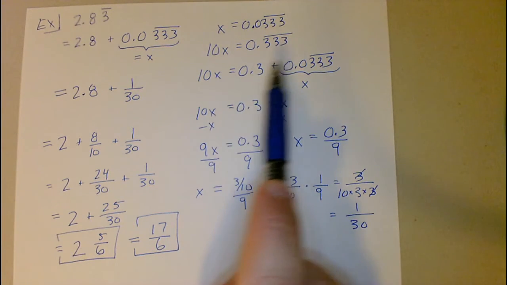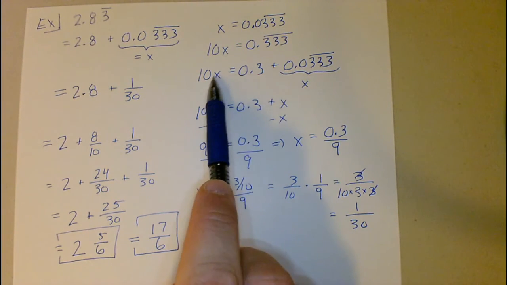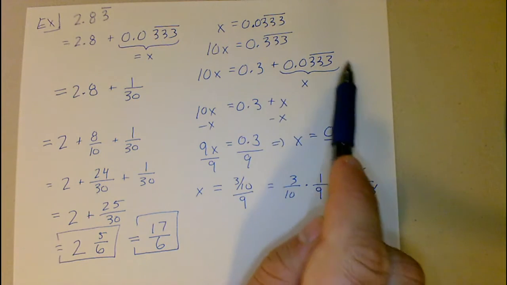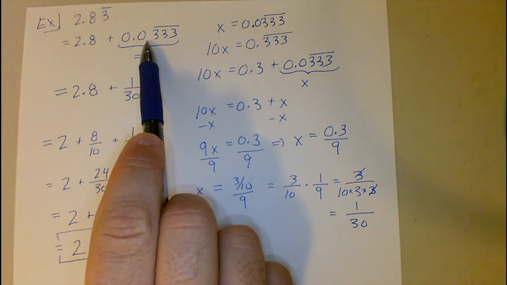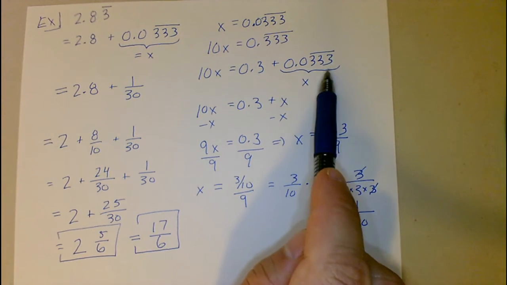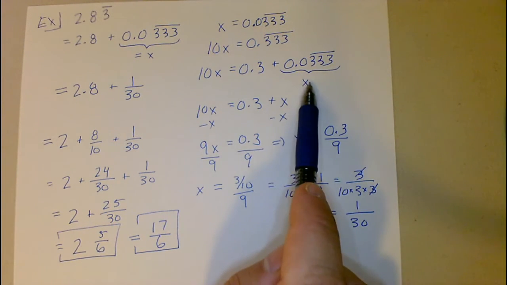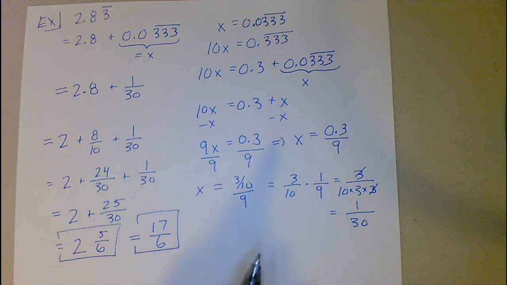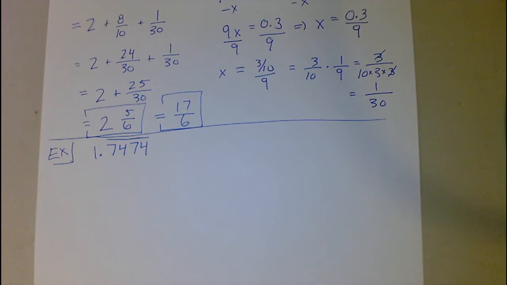And so I once again broke this up so that 10x could be written as something that had x in it all over again. Again, notice that x has the 0 after the decimal and then a bunch of 3s. A 0, then a bunch of 3s. This thing is what I called x, so I subtract x from both sides and I solve for x as a fraction.